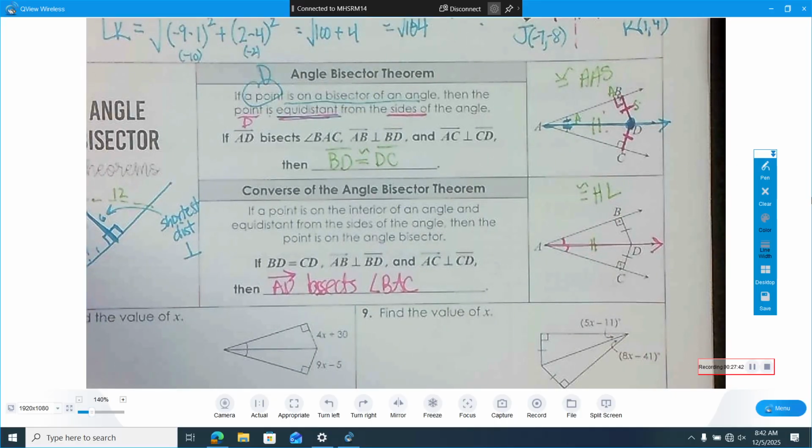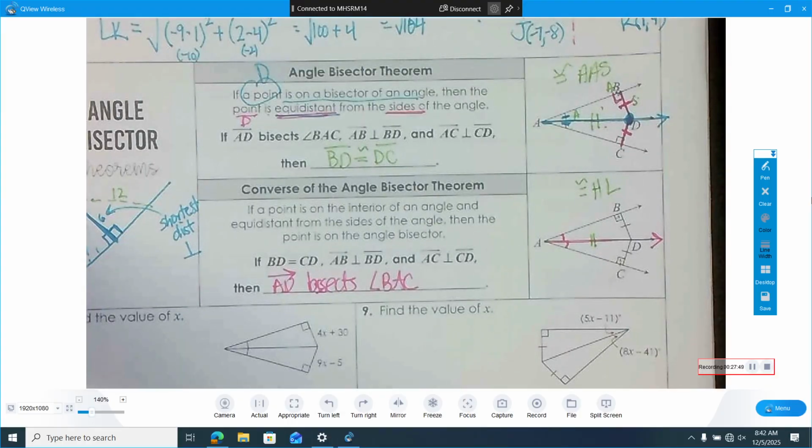I don't like these theorems. Again, I think they're really wordy. I think that there's a lot going on in them. But really, hey, we've got congruent triangles. We know a ton of information. Okay?